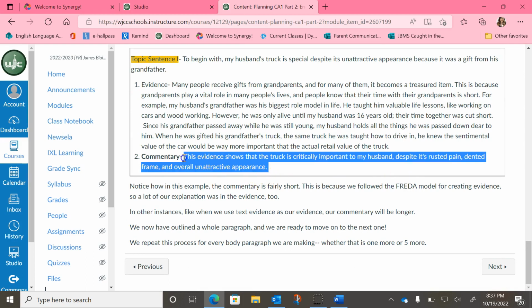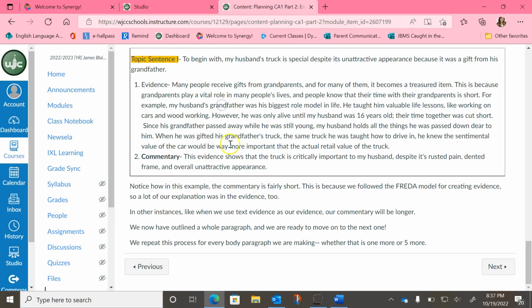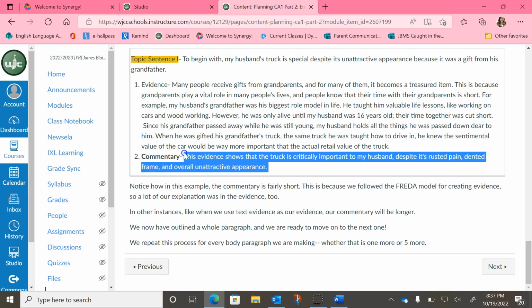Now notice this time my commentary is very, very short. This is because I followed the FRIDA model for creating evidence, so a lot of the explanation is already built into that. However, sometimes your commentary may be longer if your evidence is shorter, like for example when you use text evidence. So go ahead and take a moment to pause and write your commentary.